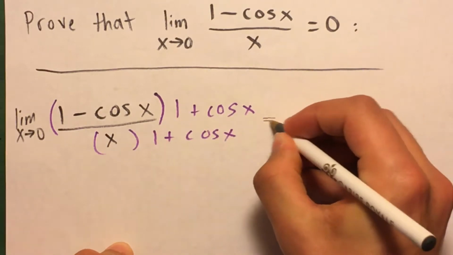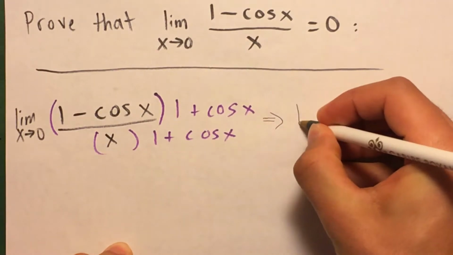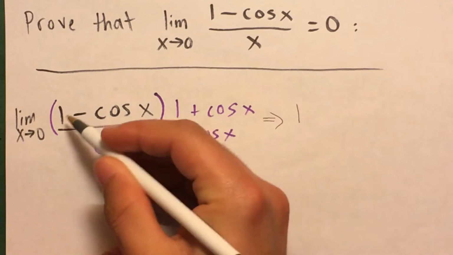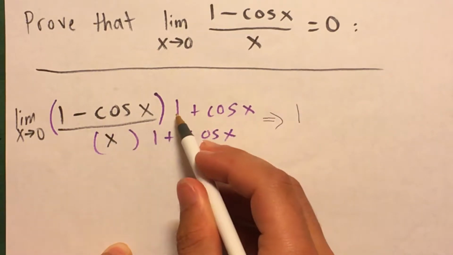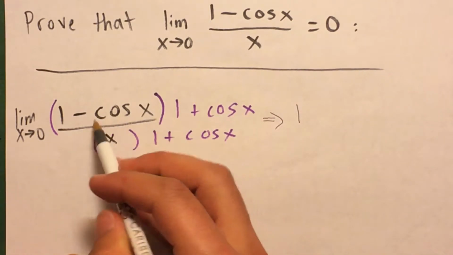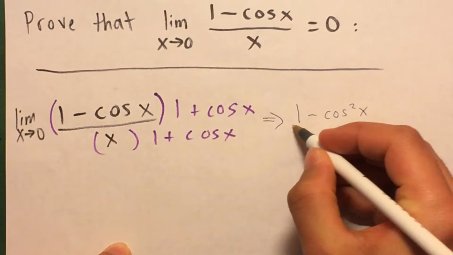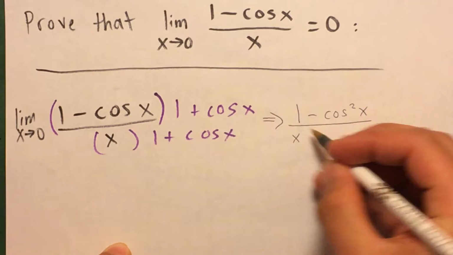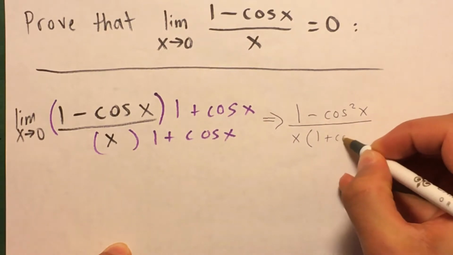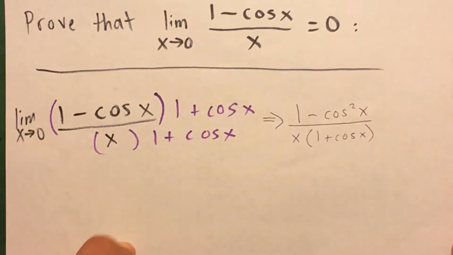On top, we're going to get 1, and then 1 times cosine of x, and then 1 times cosine of x will cancel out. Then you're going to get minus cosine squared of x over, you don't need to distribute the bottom yet. Just keep it the way it is.